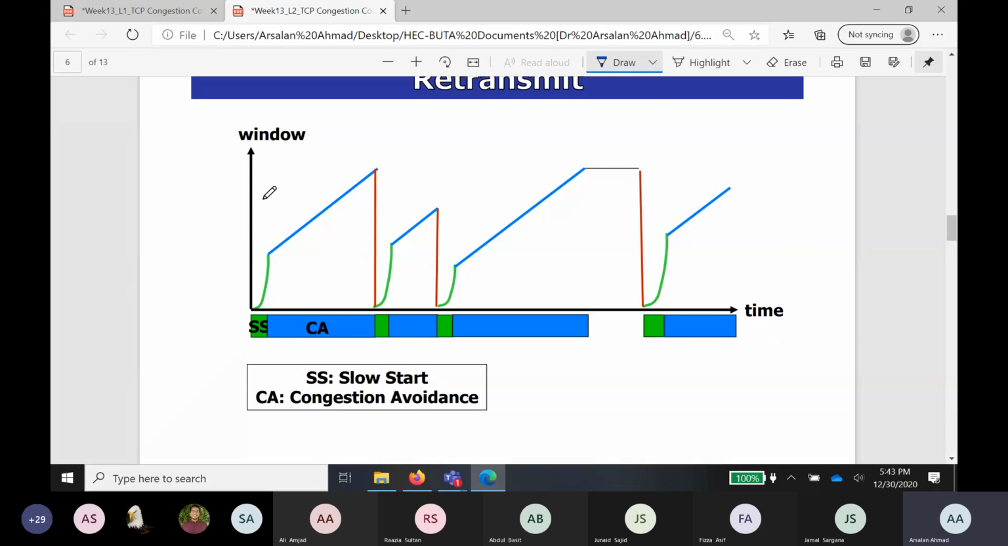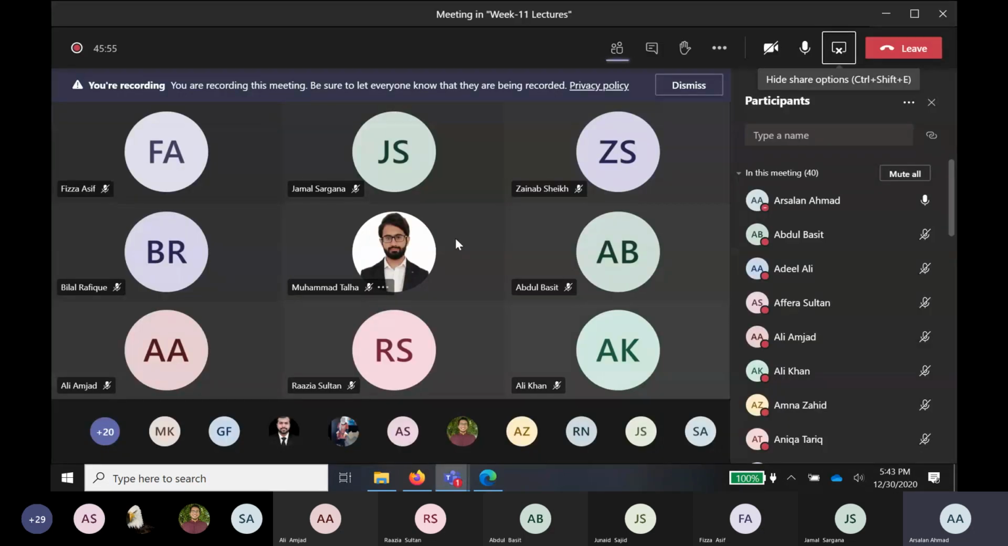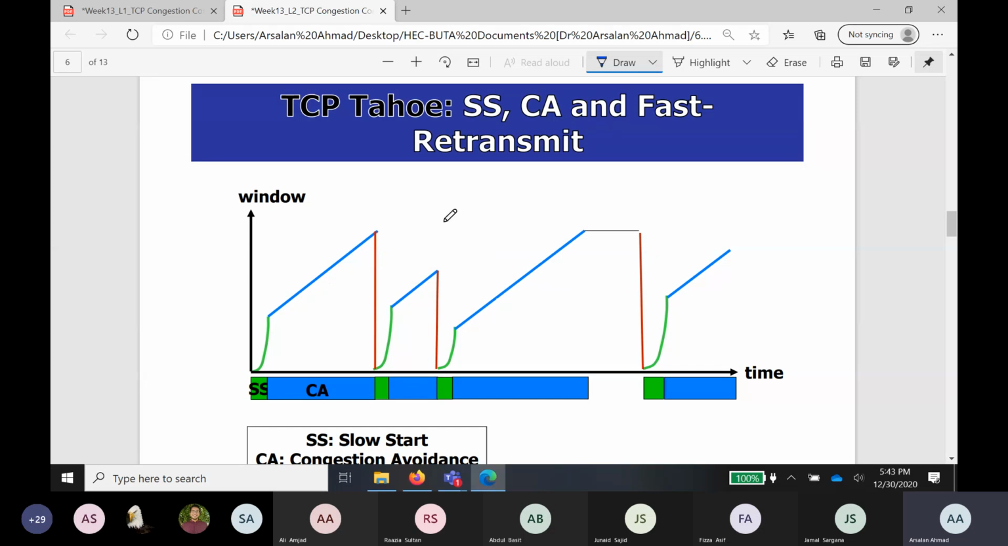Time is on the x-axis, and on the y-axis is the window size. The green areas depict the slow start phase, the blue areas depict the congestion avoidance phase, and obviously the red part depicts the MD part, the multiplicative decrease. And can anyone tell me the difference? I don't want answers from the regular participants, and I'm really thankful to all of them, but someone new should answer. Can anyone tell me what is happening over here?